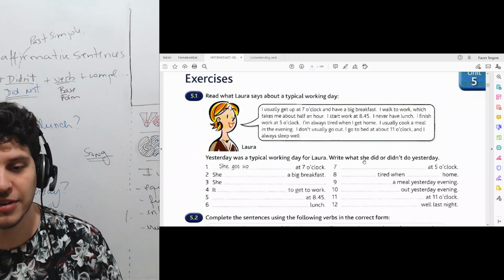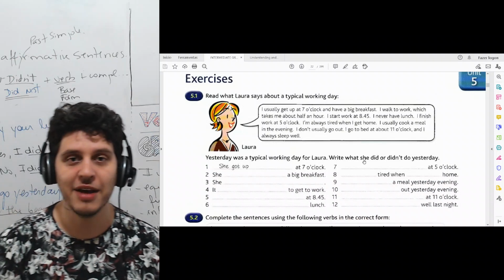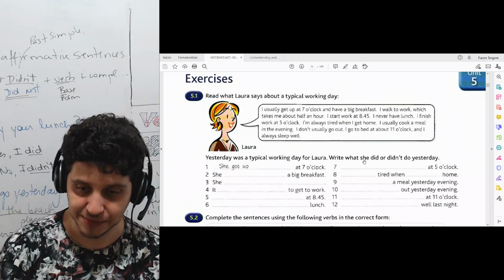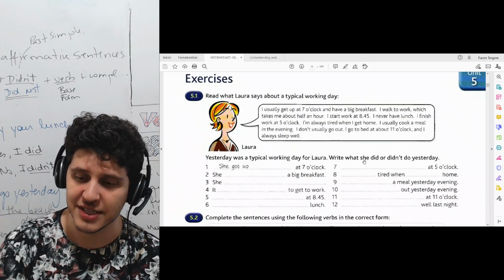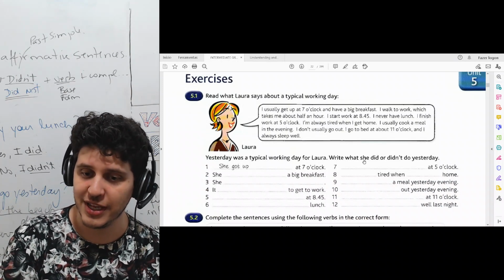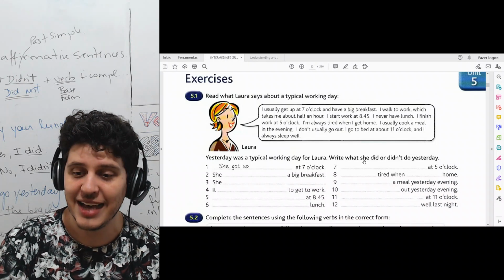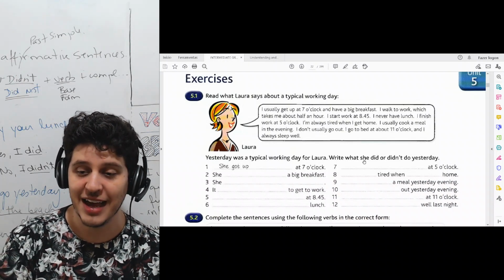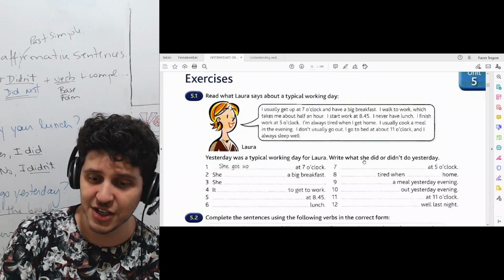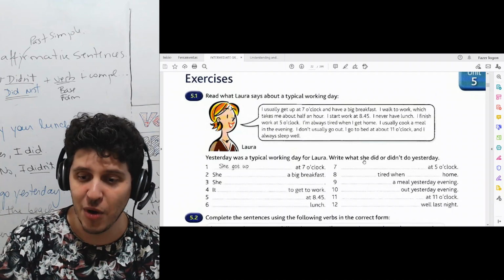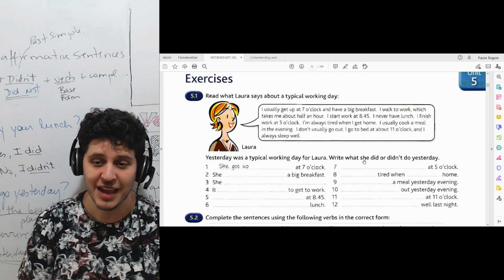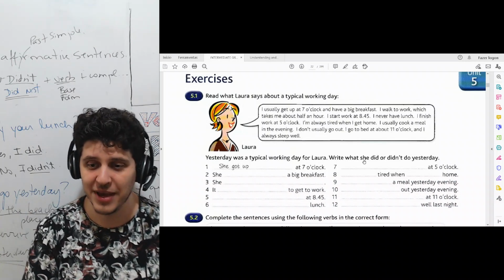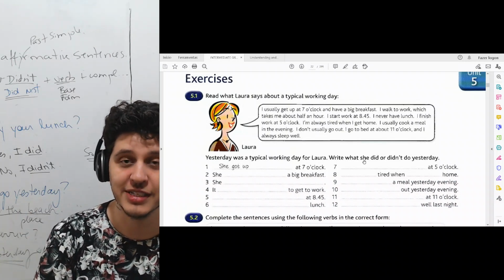Let's see. Read what Laura says about a typical working day. I usually get up at 7 o'clock and have a big breakfast. I walk to work, which takes me about half an hour. I start work at 8:45. I never have lunch. I finish work at 5 o'clock. I'm always tired when I get home. I usually cook a meal in the evening. I don't usually go out. I go to bed at about 11 o'clock and I always sleep well.